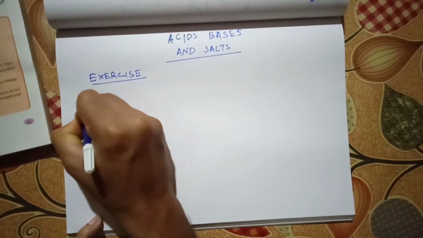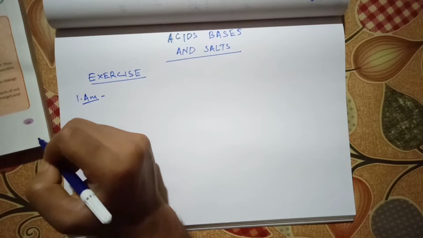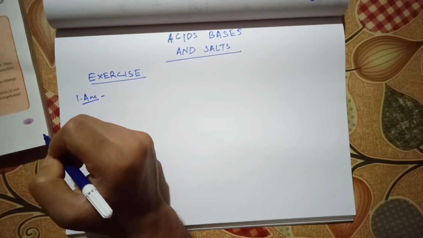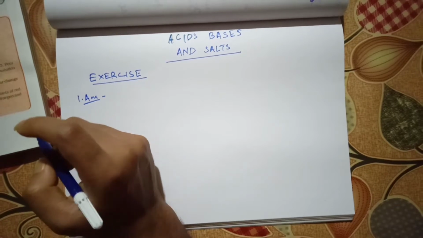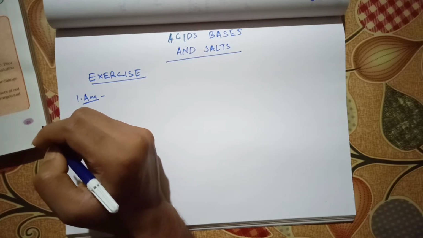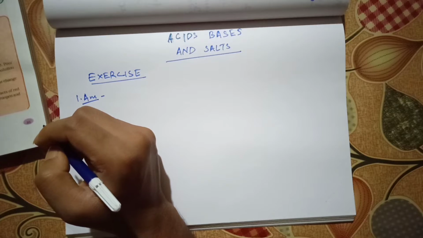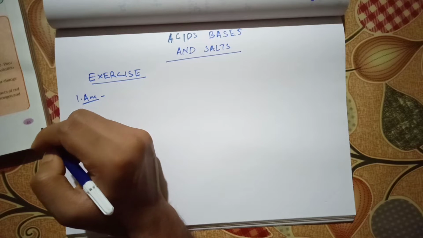Now let me start the exercise from the first question. What is asked? A solution turns red litmus blue. Its pH is likely to be. Here 4 options are given. Number A is 1, B is 4, C is 5 and D is 10. Now it is asked which solution turns red litmus blue.